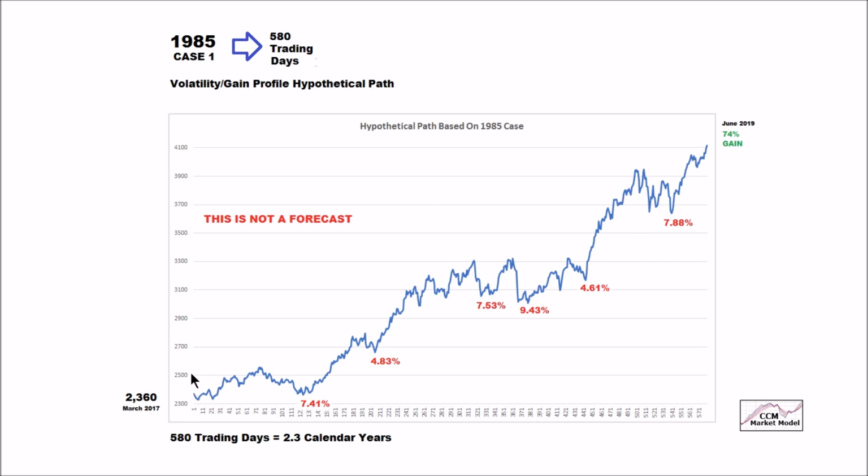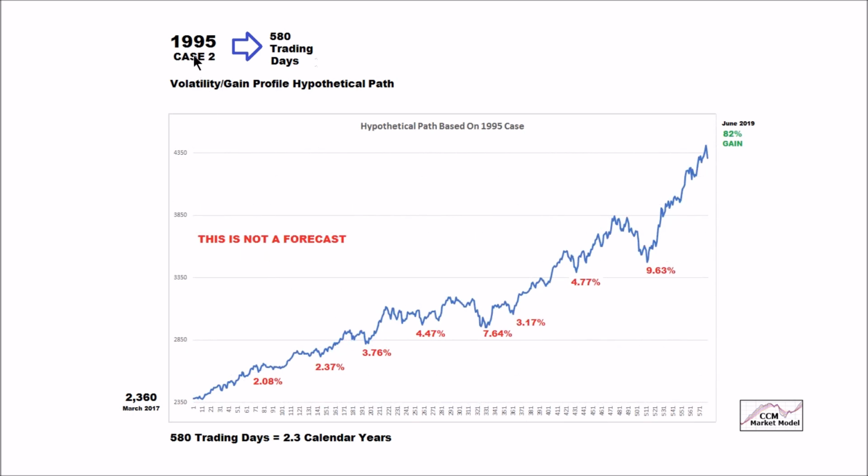Point A is similar to the present day based on monthly RSI. But in order to capture the 74% gain, you had to withstand a lot of volatility along the way. This is the 1985 case, or case 1. If we look at the 1995 case, or case 2, similar situation. The present day is similar to a period in 1995.